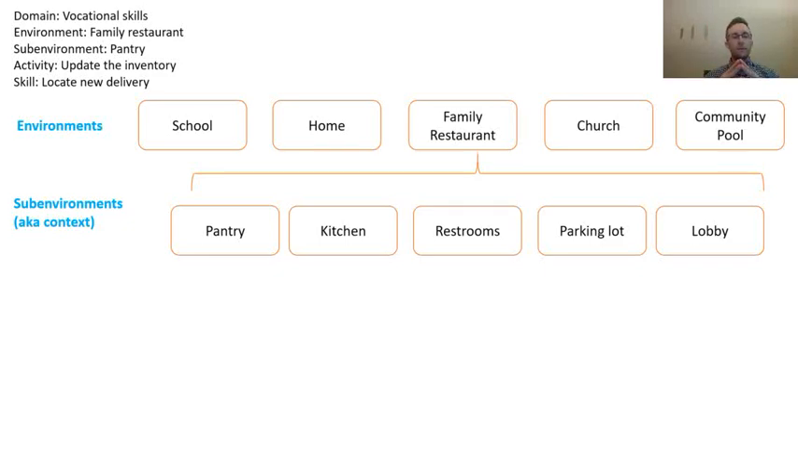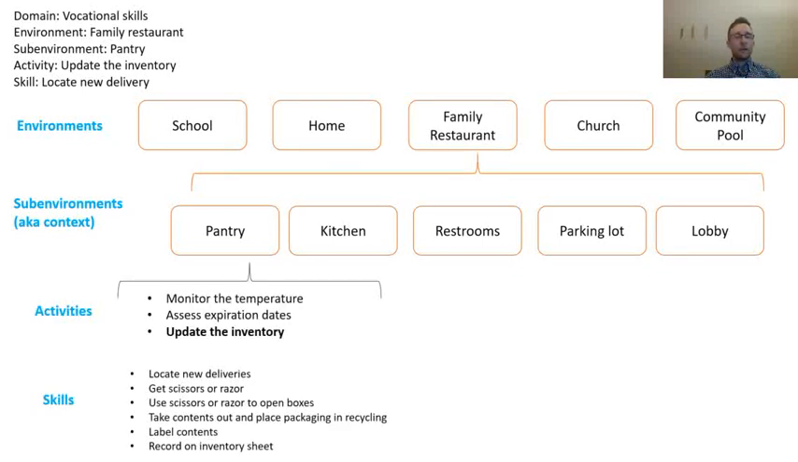So we're focused on the family restaurant as the environment, and there are sub-environments in the restaurant. We have the pantry, the kitchen, the restrooms, the parking lot, the lobby. These are all parts of the restaurant where workers are going to work and do activities, right? So let's focus on the pantry here. In the pantry, there are multiple activities that occur. There's monitoring the temperature, there's assessing expiration dates on foods, and updating the inventory.